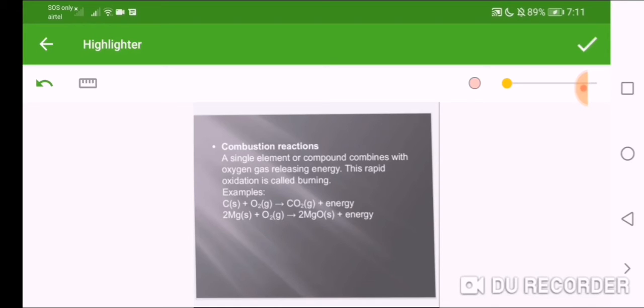Then we go through the combination reaction. In that reaction, oxygen reacts with another element and produces energy. The definition is given below. A single element or compound combines with oxygen gas, releasing energy. This reaction is called a combination reaction. The example is given.